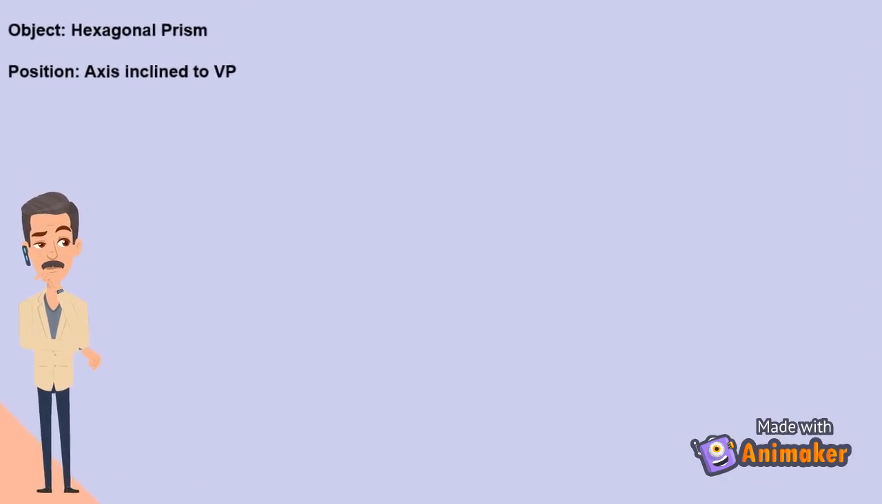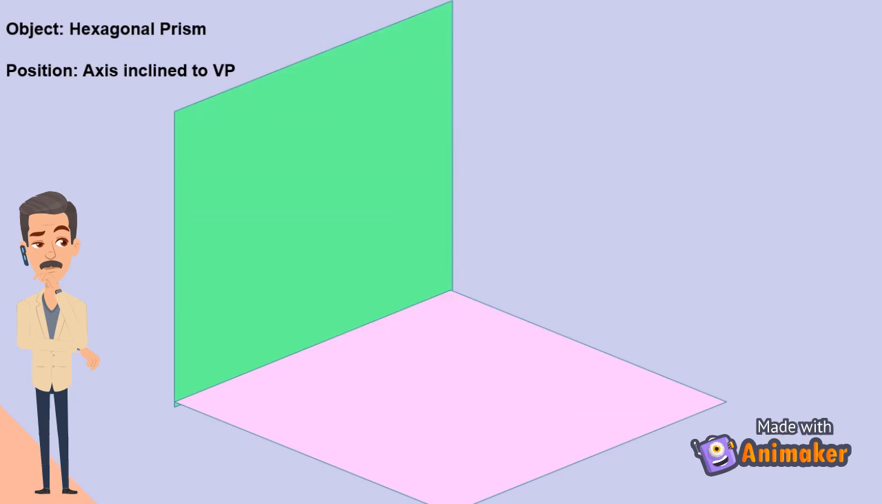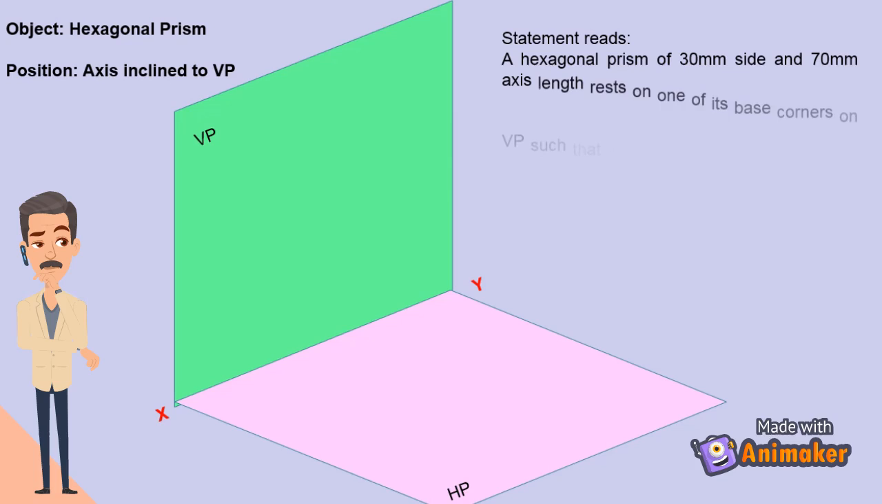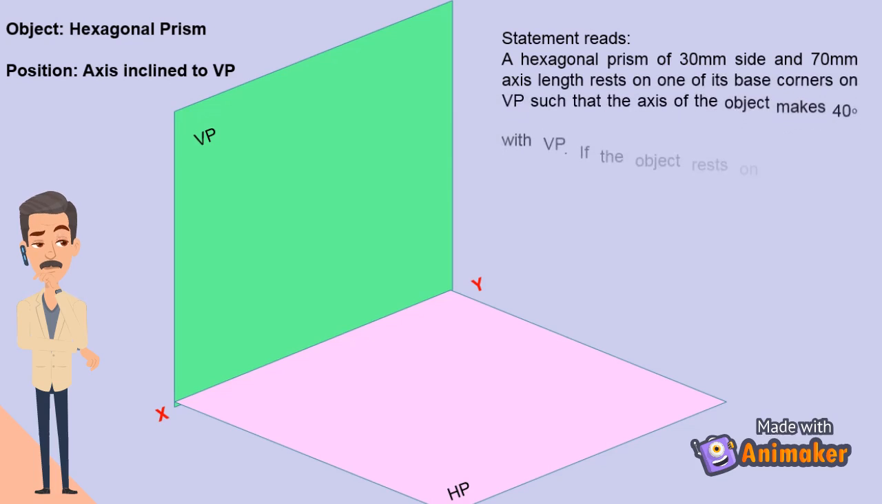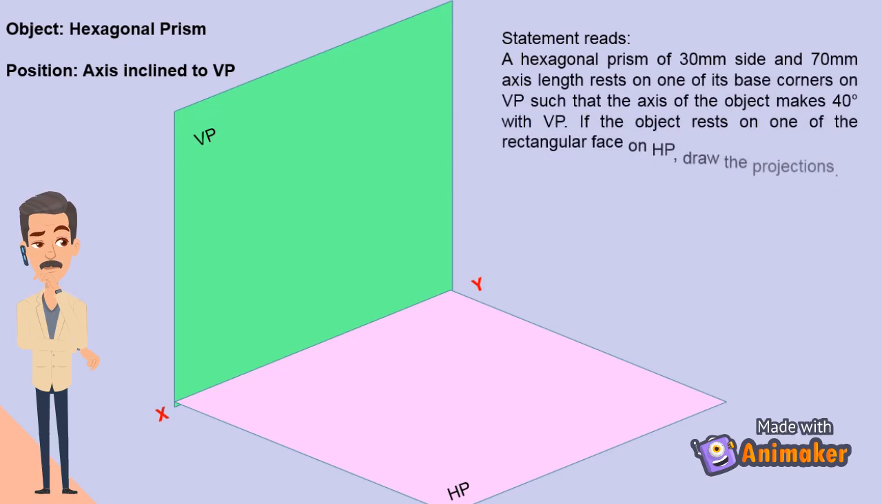With this basic understanding, now we will look into a projection of a hexagonal prism, with its axis inclined at an angle theta to the vertical plane. The given problem statement reads: a hexagonal prism of 30 mm side and axis length 70 mm rests on the vertical plane. The axis is inclined at an angle of 40 degrees to VP. Also, it rests on HP on one of its rectangular faces. Note that the object face rests on the horizontal plane.